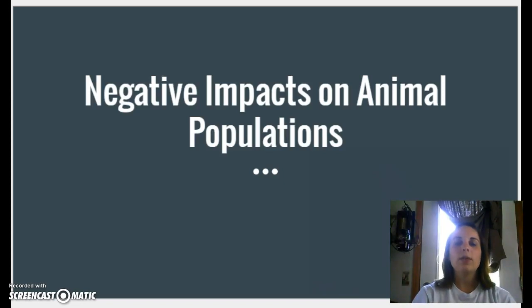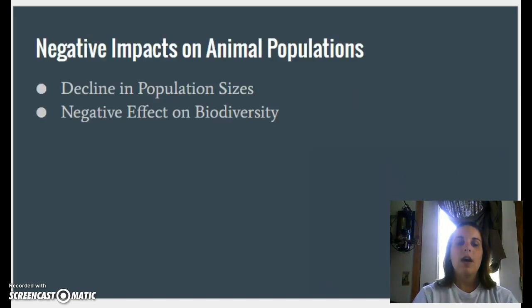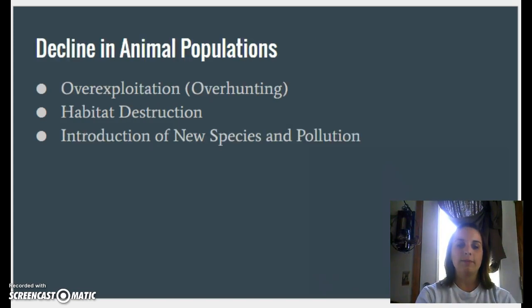I think when we think about the impacts humans have had on animal populations, it's easiest for most of us to think of the negative things that we've done. Of those negative impacts that we've had, number one would be a decline in animal population size, and we've also had a negative effect on biodiversity.